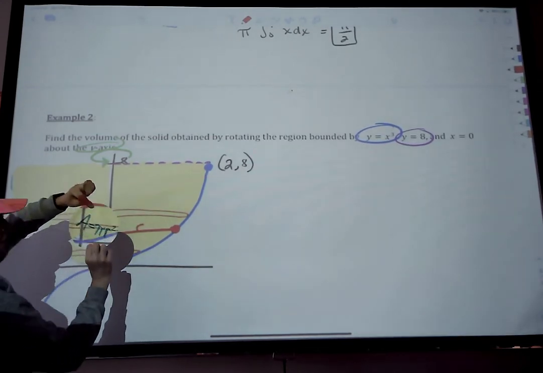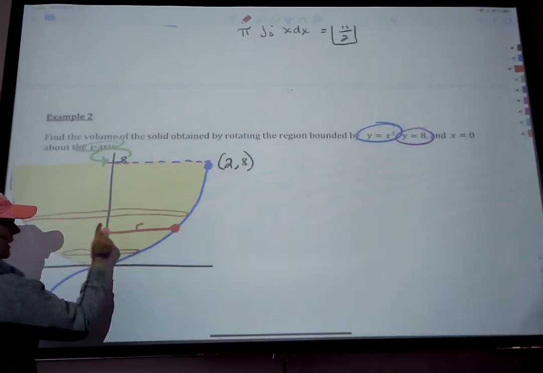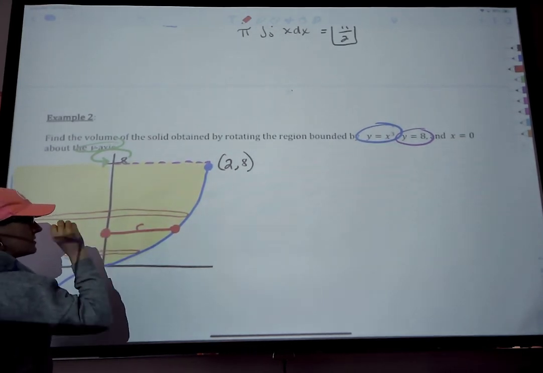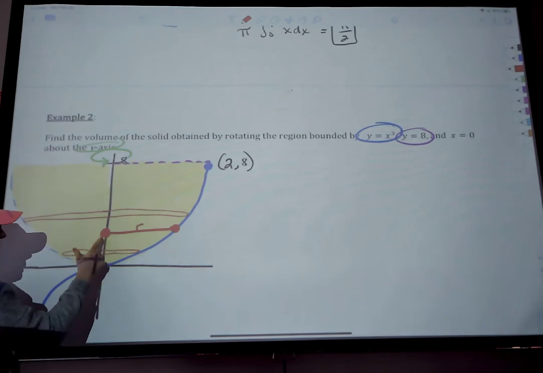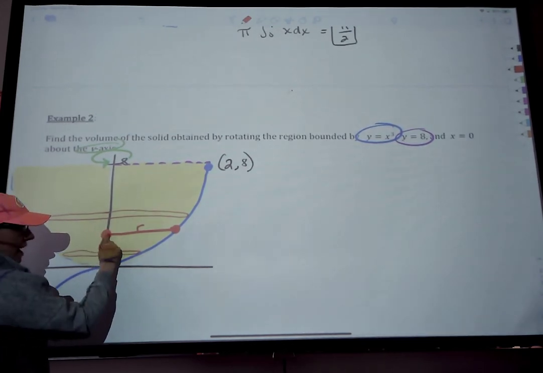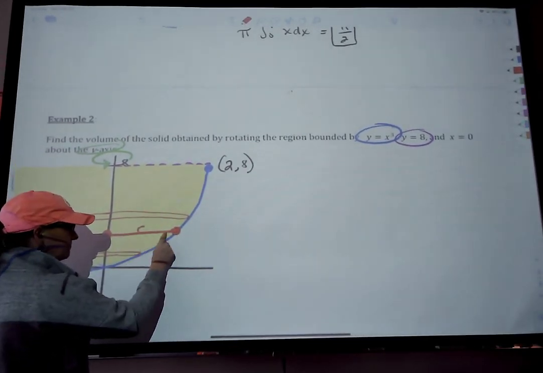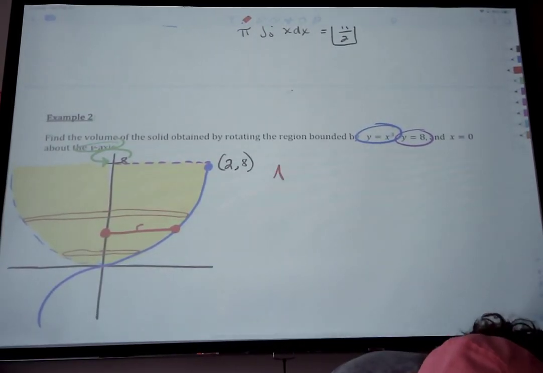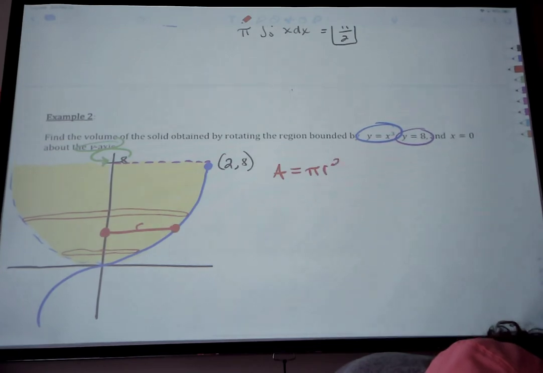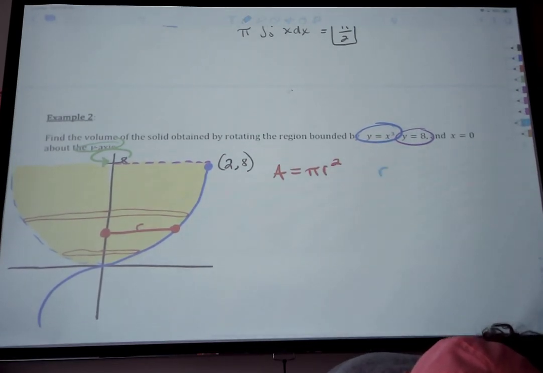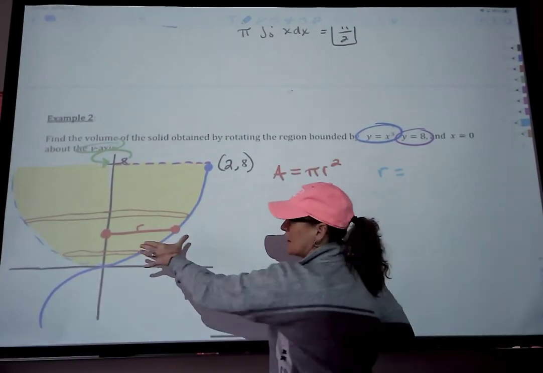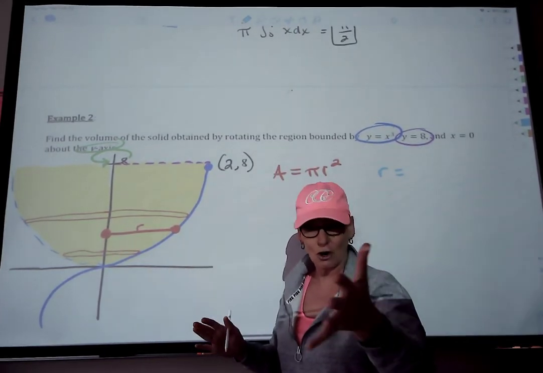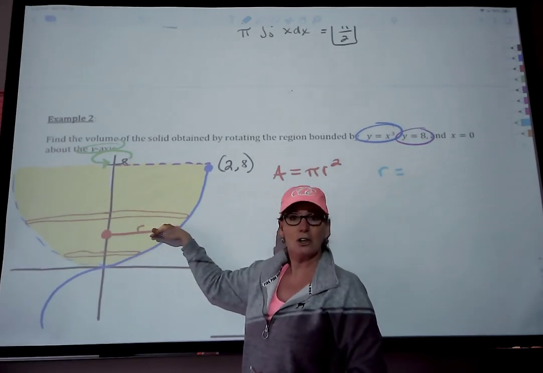Let's check out the area of a plate. Well, the area of a plate is pi r squared. Focus on one individual radius. For each circle, the radius would go from the y-axis to the edge of the function. Let's talk about what r is. This time, r is a horizontal measurement. What do you all like to call horizontal measurements? You like to call them x.